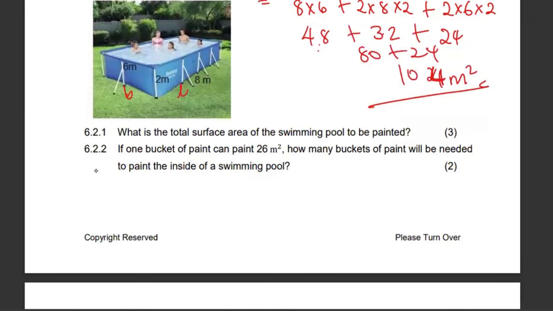6.2.2, if one bucket of paint covers 26 meters squared, how many buckets will be needed? So we're going to have 104 divided by 26. Okay, when I divide this, 104 divided by 26, it gives me exactly 4 buckets. So 4 buckets will be enough to do the job.